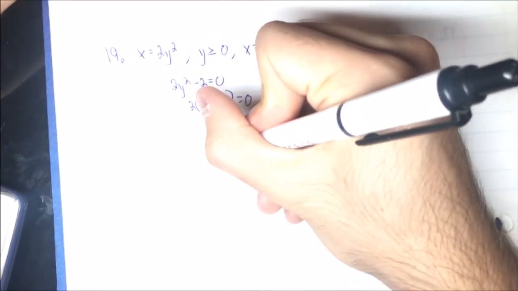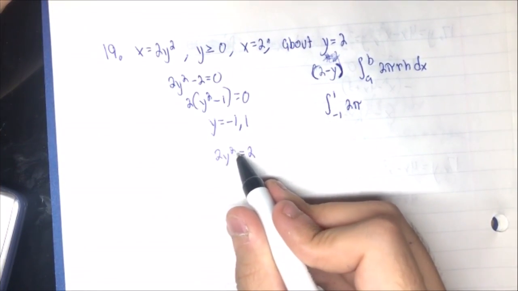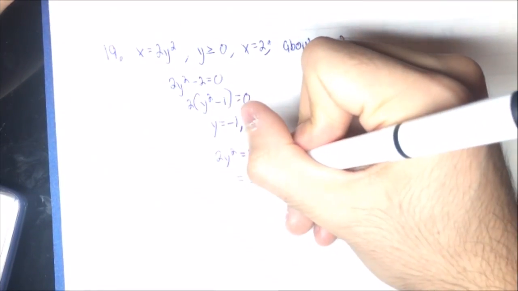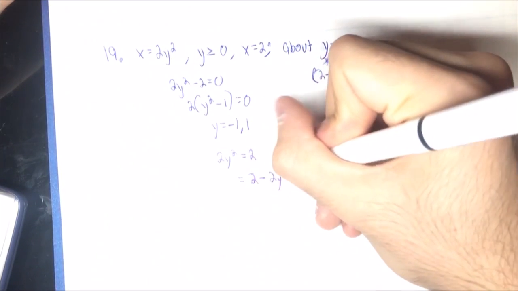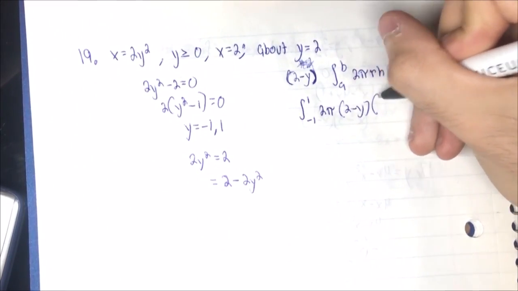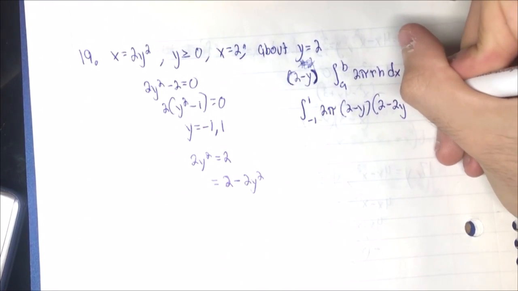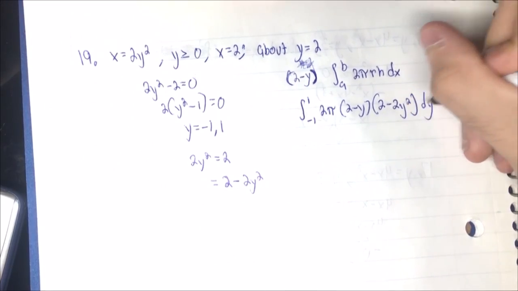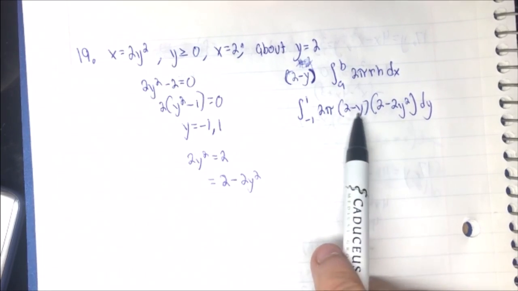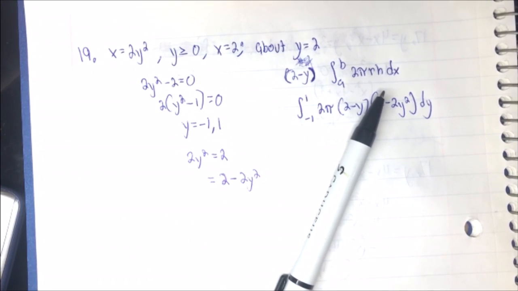So now we equal these two to each other. 2y squared is equal to 2, and then we'll subtract the 2y squared onto this side since it's y. I don't know, it's just my weird little method that I figured out. All right, cool. So the radius is 2 minus y, and then the height would be this over here, 2 minus 2y squared dy, since we're focusing on the y. And let me see if I did that right. All right, that's exactly right. Wow, that's awesome.